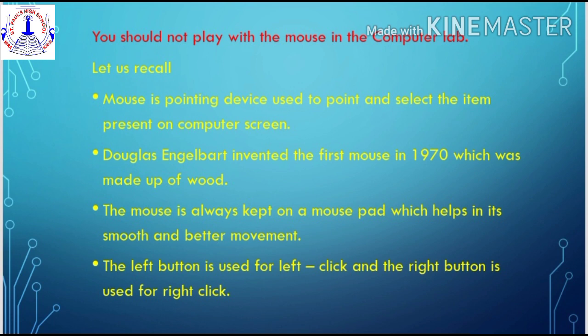Student, you should not play with the mouse in the computer lab. Student, let us recall. Mouse is a pointing device used to point and select the item present on computer screen. Douglas Engelbart invented the first mouse in 1970, which was made up of wood. The mouse is always kept on mouse pad, which helps in its smooth and better movement. The left button is used for left click and the right button is used for right click.